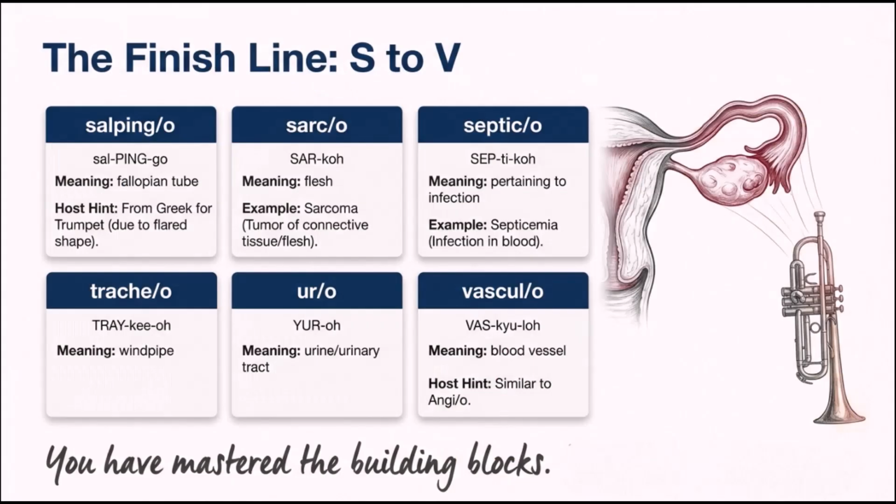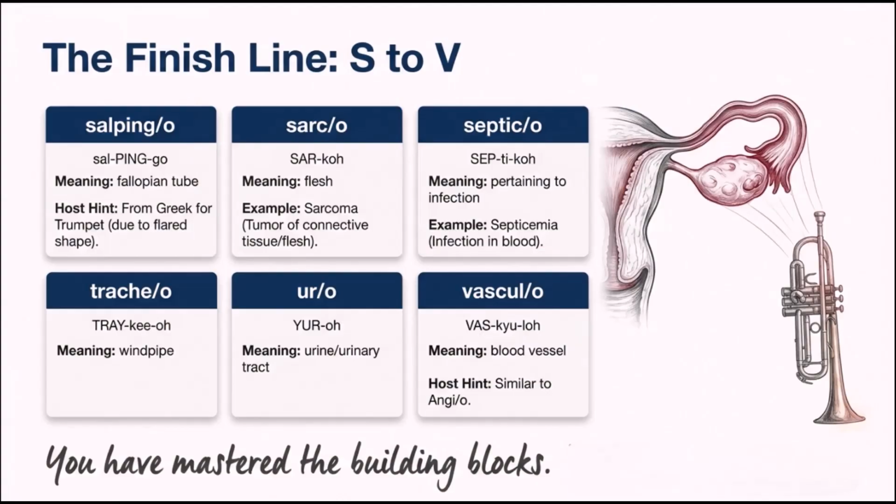A nose job. Salpingo. This one means fallopian tube. It comes from the Greek word for trumpet because of the shape. So a salpingectomy is the removal of a fallopian tube. You got it. Okay, final stretch. Let's do a rapid fire. Sarco. Flesh? So a sarcoma is a tumor of the flesh or connective tissue. Correct. Septico. Pertaining to infection? Septicemia. An infection in the blood.